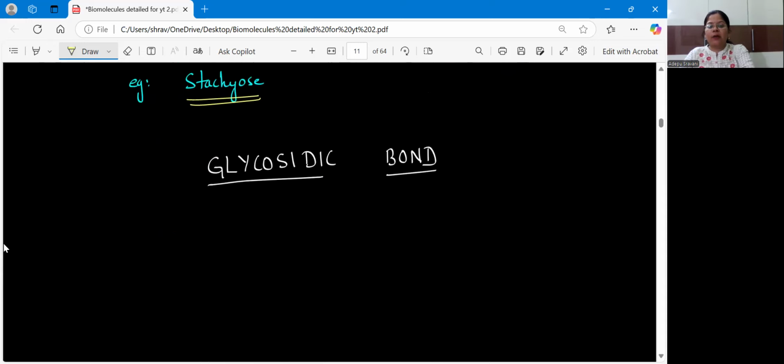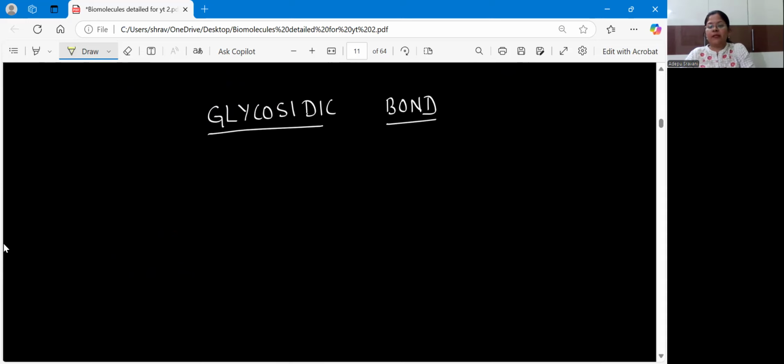Next, we'll be talking about the bond which is present between the monomers in the carbohydrates. So that bond is called the glycosidic bond. Now we'll see how this glycosidic bond is formed. For this, I'll take an example of two sugar units, that is two glucose units. I'll take alpha glucose and then we'll try to make a glycosidic bond.